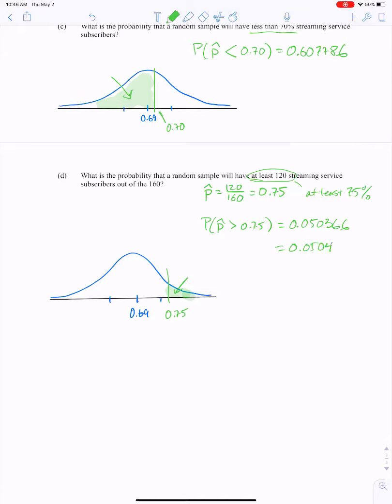If you wanted to round that to 4 places, which is the standard, you would write 0.0504. Now further, someone could ask you, would that be unusual? And you would say, no, because it's a little bit more than a 5% chance, so that would not be unusual. I didn't ask that here, but it's just something you can throw in.